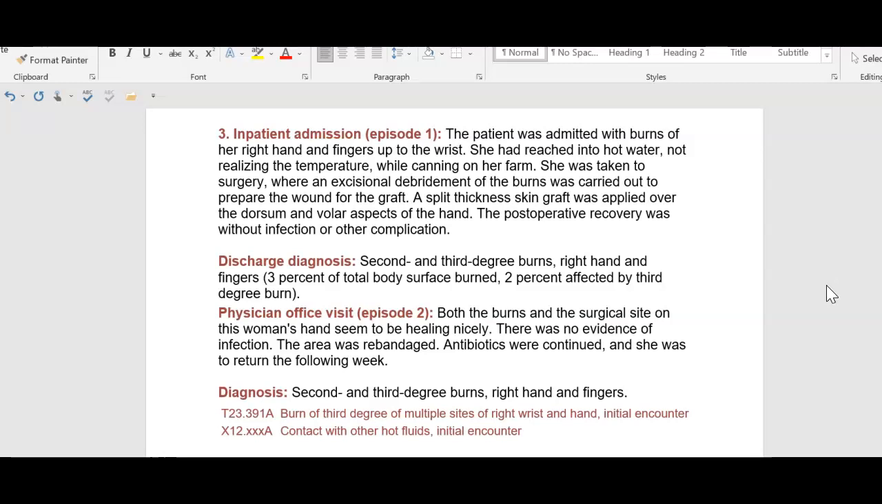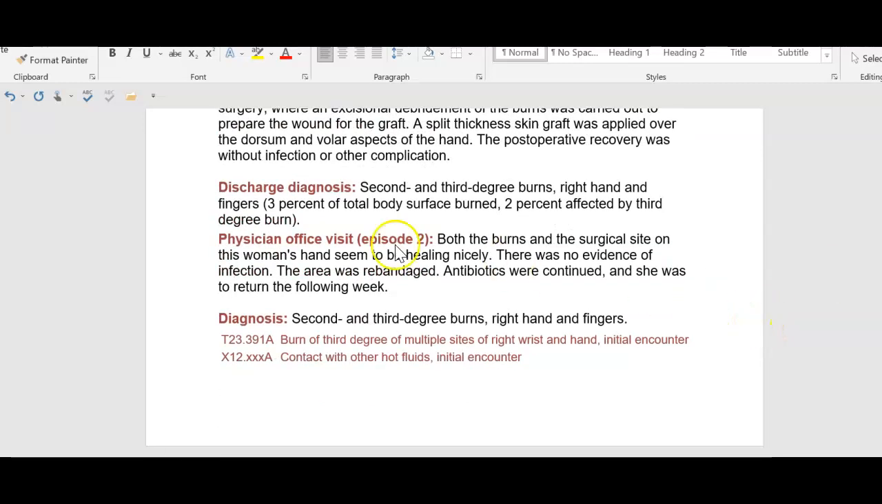Okay, so with the burn unit, a couple of different things to remember is that we have an inpatient admission, episode 1. Patient was admitted with burns, right hand, fingers up to the wrist. She reached into hot water, not realizing the temperature, while canning on their farm. Taken to surgery, they did an excisional debridement of the burns. It was carried out to prepare the wound for the graft. They did a split thickness skin graft, applied over the dorsum, and postoperative recovery was without infection.